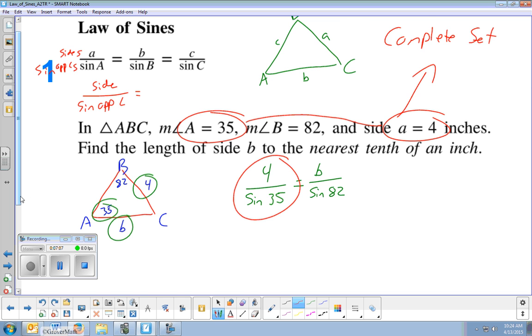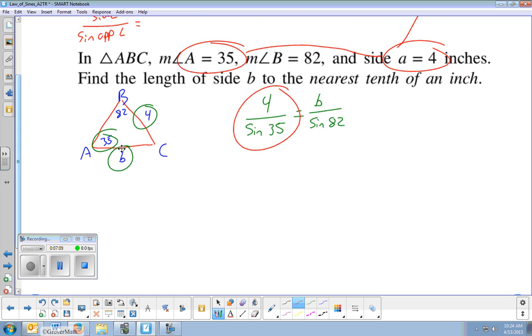Hypothetically, if this problem, say this 82 was here. Well, actually that would be okay. Say this 4 was here. Let's do that instead. So I have this side 4, but not the angle across from it. I have this angle, but not the side across from it. I have this angle, but not the side across from it. I cannot do law of sines.